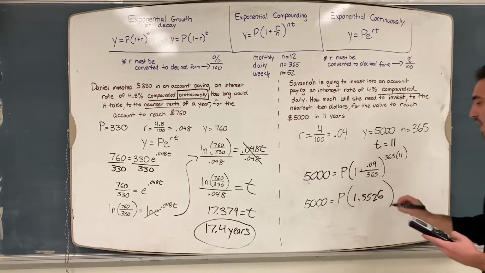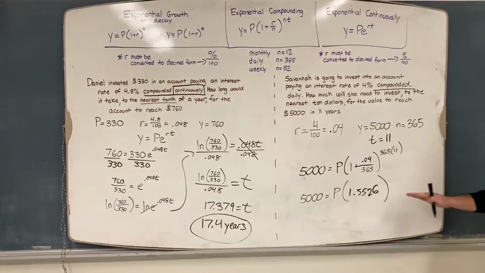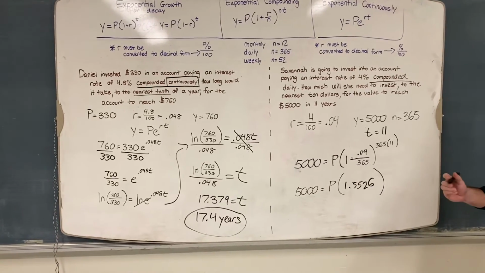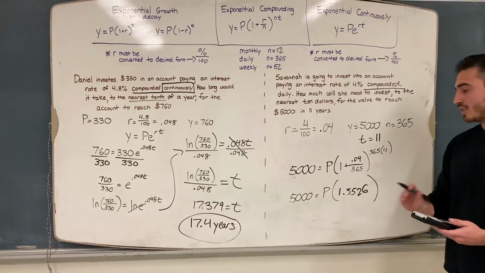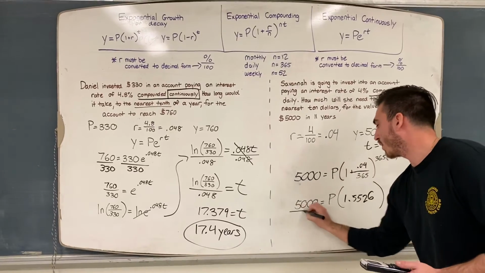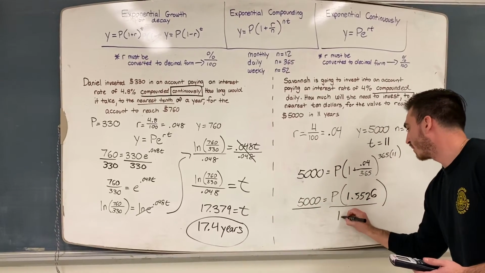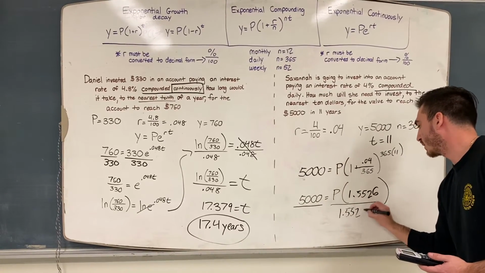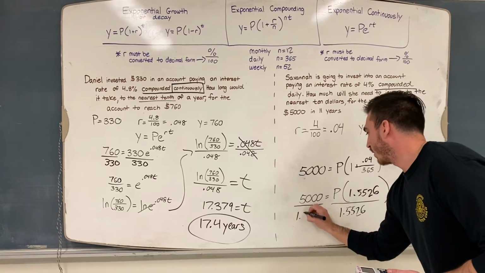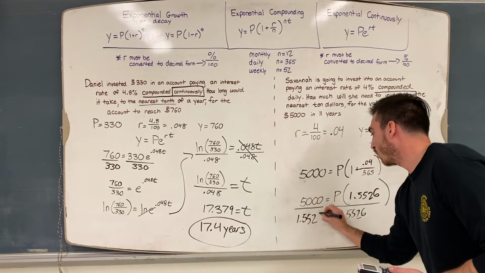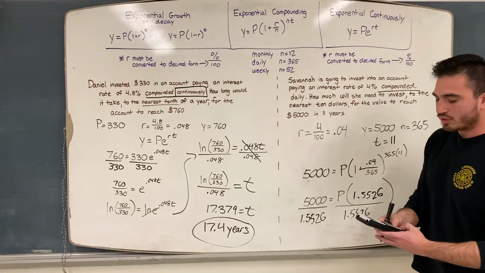1.5526. So right now I am rounding just so I don't write out the full thing, but in your calculator, please do not round. Just keep it in your calculator. After that, we are going to divide out this number, 1.5526. Once again, do not round when you're using your calculator.